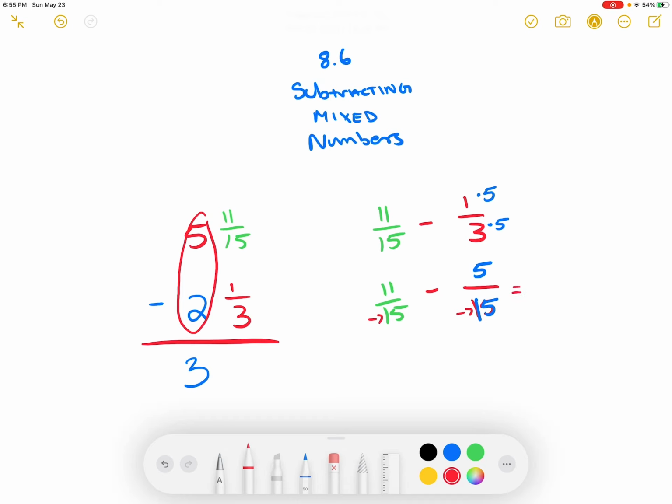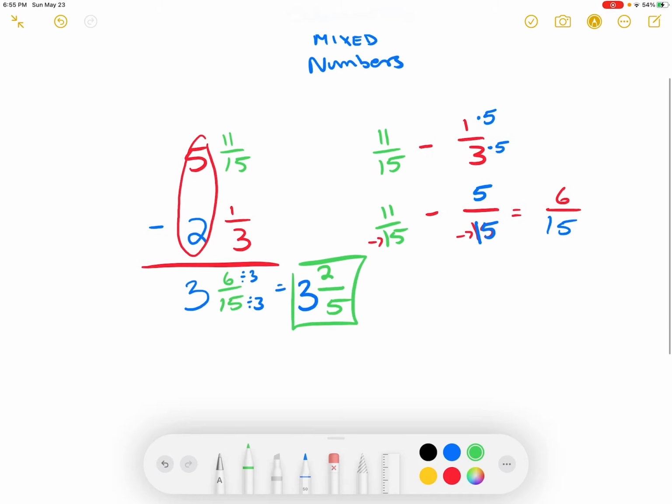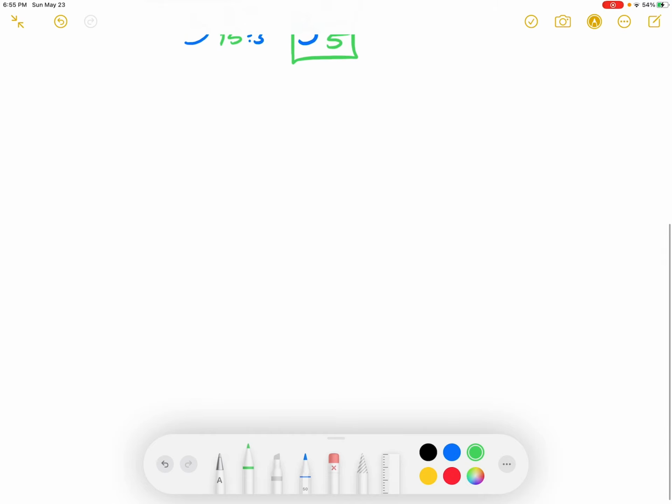So now we can say, what's 11 pieces minus 5 pieces? And, well, that's simply 6 out of 15 pieces. And so my final answer will be 3 and 6/15. However, I recognize that both 6 and 15 have a common factor of 3. So I can divide by 3 and divide by 3. And so I can say it is going to be 3 and 6 divided by 3 is what? 2. 15 divided by 3 is 5. So your final answer is 3 and 2/5.